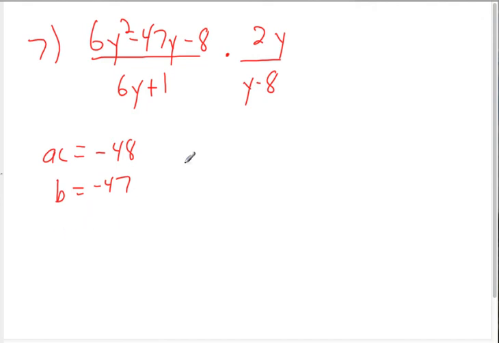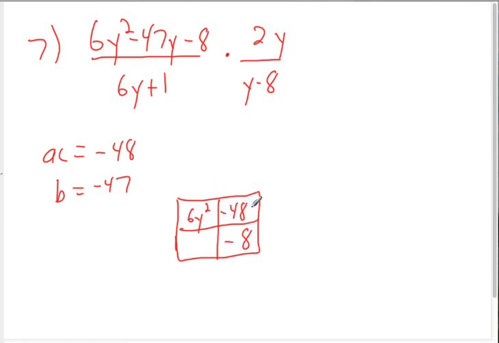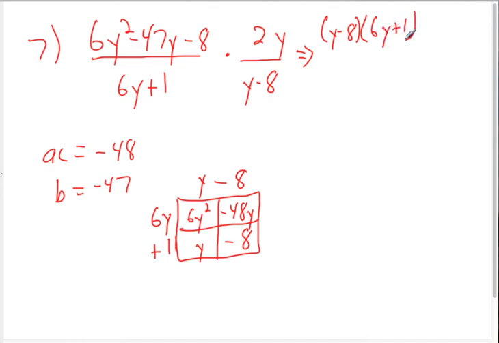negative 48 and 1 will work nicely. So let's make the box. So we got 6y squared, negative 8. We got our negative 48y and our 1y. Factoring 6, is that a factor of that? 36, yeah, so 6y, and here's just 1, and then here we get a y minus 8. Yeah, 6y, okay. So now the top left looks like y minus 8 and 6y plus 1.